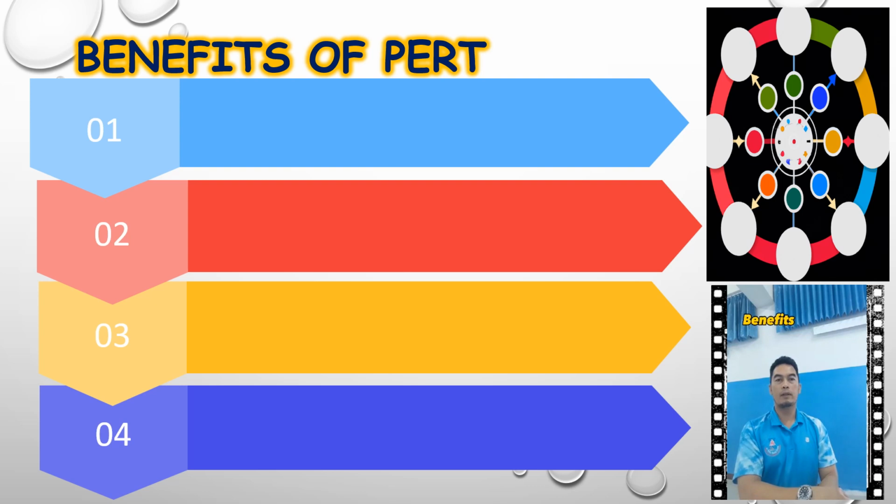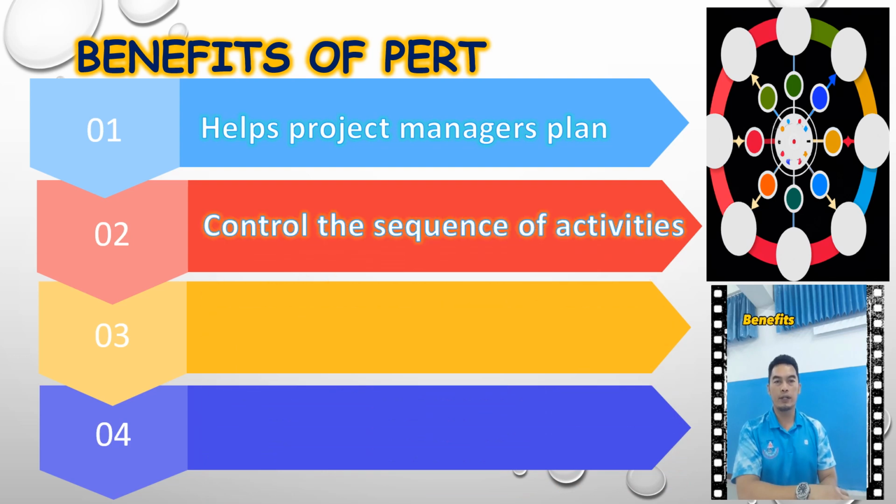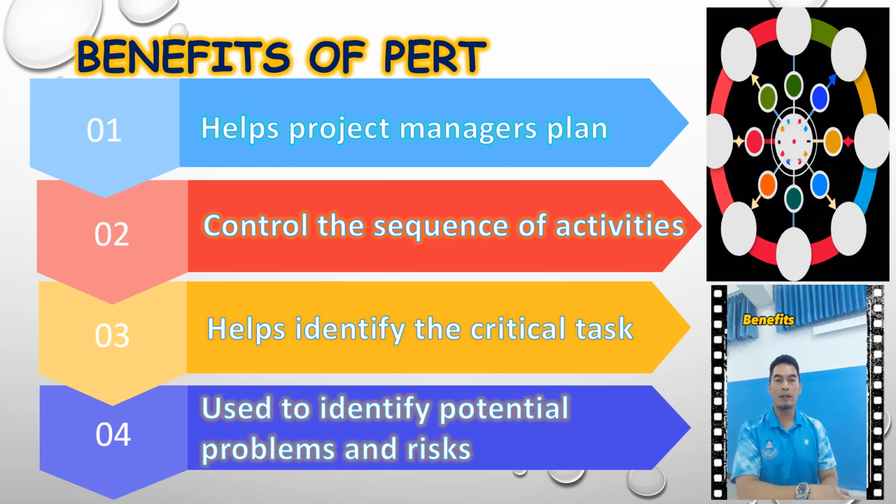Now let's talk about the benefits of Program Evaluation Review Technique. I will be talking about four benefits. PERT helps project managers plan and control the sequence of activities needed to complete a project. It helps identify the critical tasks that must be completed on time to meet the project deadline. PERT can also be used to identify potential problems and risks associated with a project and develop strategies to mitigate them.